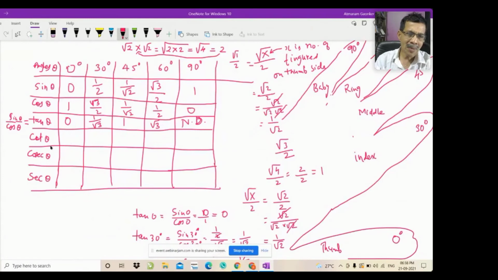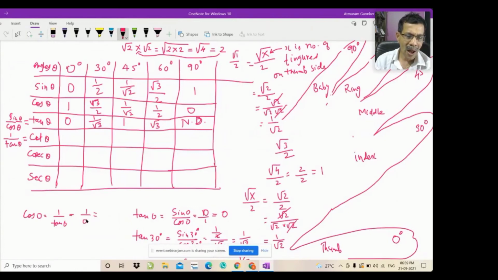And with that, let me go for finding cot of theta. And cot theta, by reciprocal formulae, you remember that it is equal to 1 upon tan of theta. So you just take the reciprocal of tan, that is 1 upon this value, and you will get cot of theta. And you see, cot of 0 is 1 upon tan of 0, and tan 0 is 0.